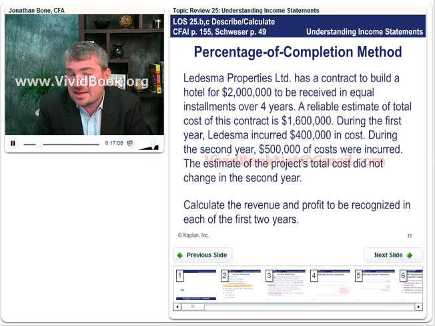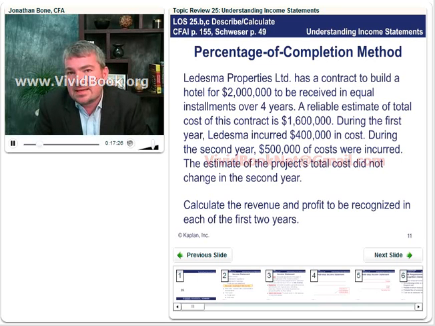Okay, significance here. We've got a contracted selling price and a reliable estimate of total cost. We're reasonably certain, therefore, that this project will generate a profit of $400,000. And because we're reasonably certain of that, the accounting standard will allow us to spread it over the life of the contract.